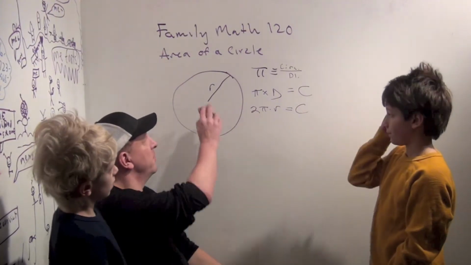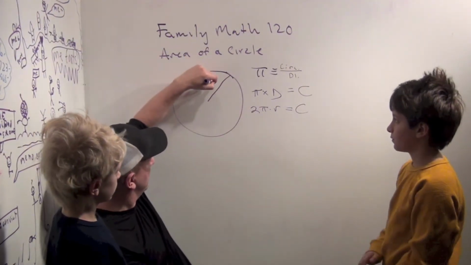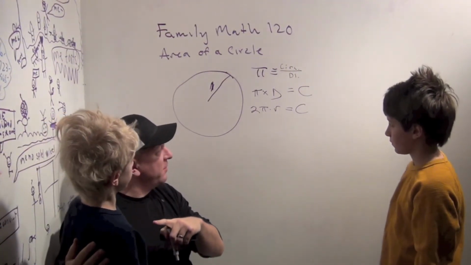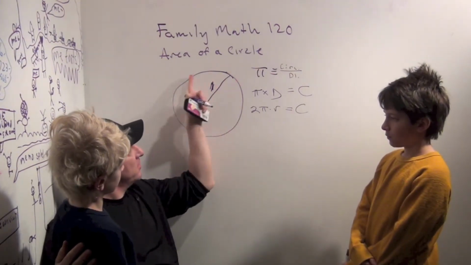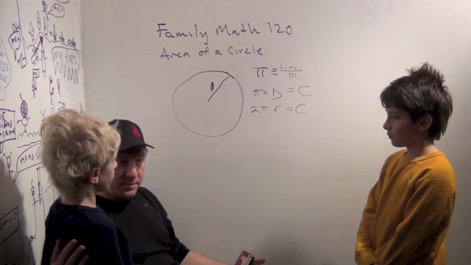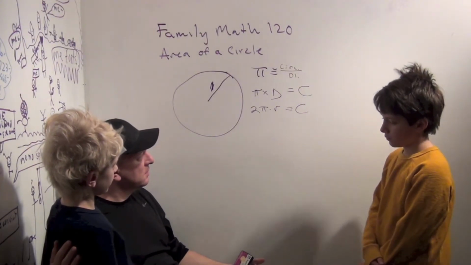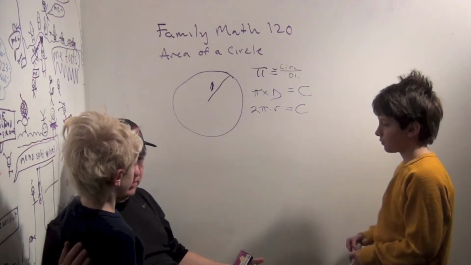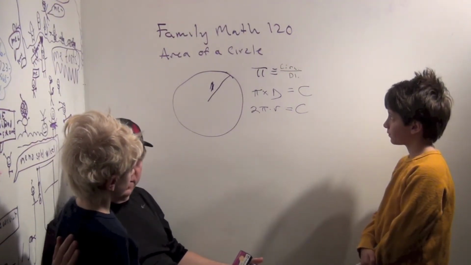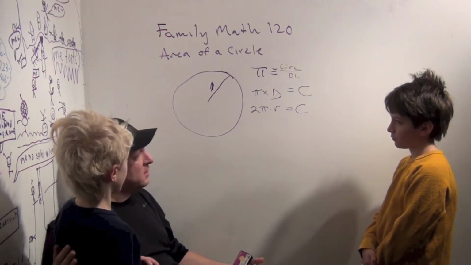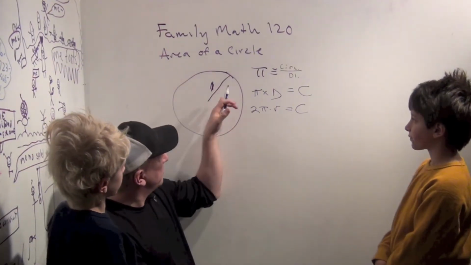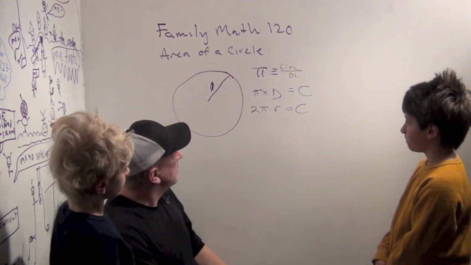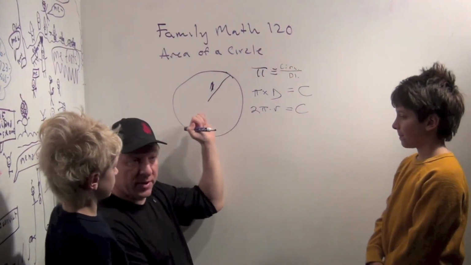Okay, so if the radius of the circle is 1, what is the circumference of the circle? If the radius of the circle is 1, how far is it all the way around the circle? Well, then it's 2 pi times the radius. And if the radius is 1, what is that? It's just 2 pi. Very good. So if we have a circle whose radius is 1, the circumference is 2 pi.